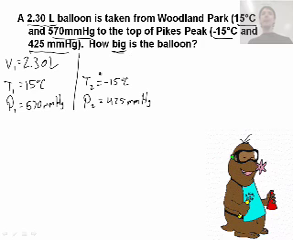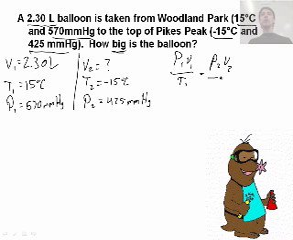How big is the balloon? Big implies size or a volume, so that's our V2. That's our unknown. Notice that moles are not referenced in this problem, so we simply ignore the moles. The equation that we'll be using is P1 V1 over T1 equals P2 V2 over T2. We're going to ignore the moles because moles do not change. They're not mentioned in this problem.